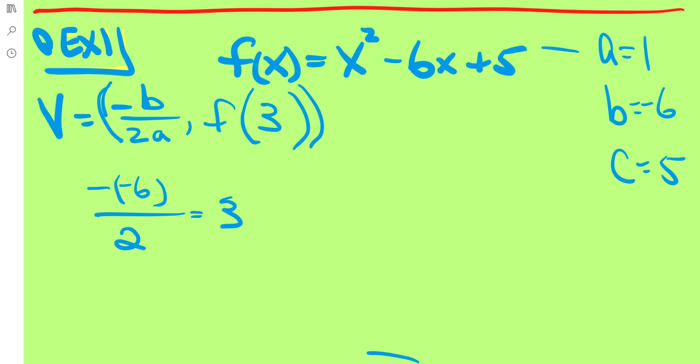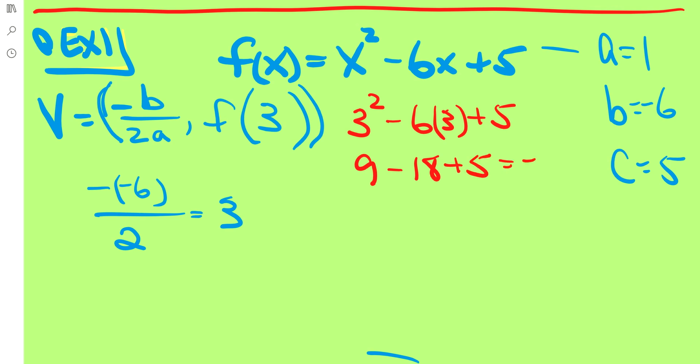Okay, and I'm going to plug that 3 into this original equation. So it's going to look like 3 squared minus 6 times 3 plus 5. So it's going to be 9 minus 18 plus 5, which equals negative 4. So my ordered pair here is going to be 3, comma, negative 4. And this point here is the vertex.